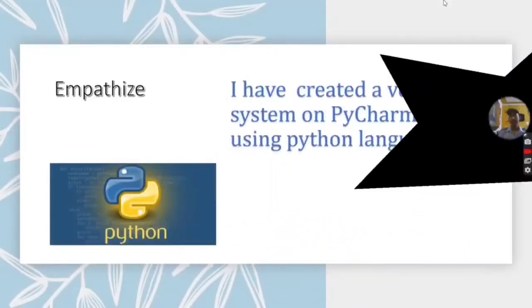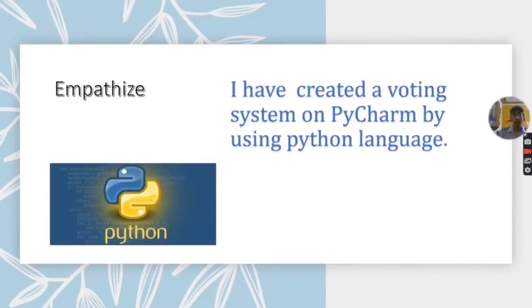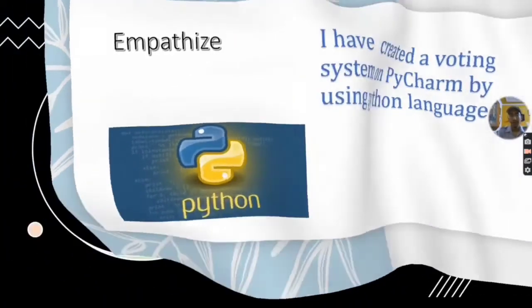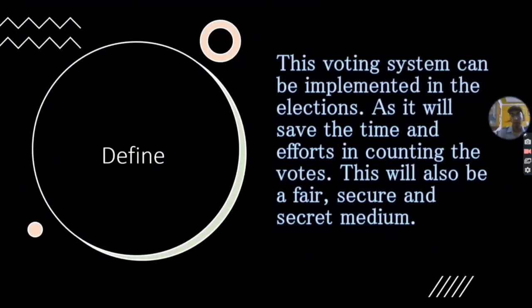So now coming to the second segment of this video, where I would be explaining my project. I would be giving a glimpse of my project with the help of a PPT. I've created a voting system on PyCharm by using the Python language. So let's see what this project is all about. This voting system can be implemented in elections as it will save time and effort in counting the votes. This will also be a fair, secure and secret medium.